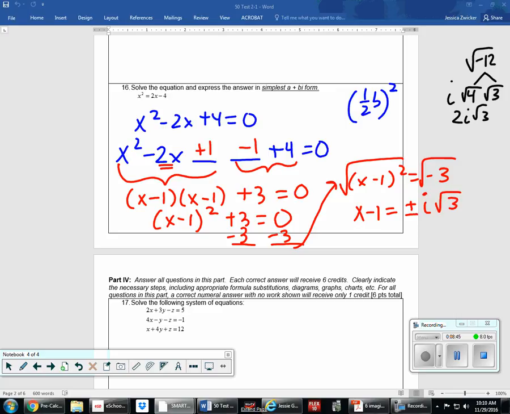Keep the radical on the 3. It's not a perfect square, and it can't be simplified. And then just add 1 to both sides. So you get the same answer as we had with the quadratic formula.